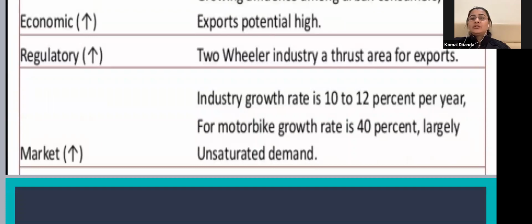Then market: the industrial growth rate is expected to be 10 to 12% per year. For motorbikes the growth rate is 40%, which is largely unsaturated demand. There are two kinds of markets, saturated and unsaturated. A saturated market is already fully developed. There is no more scope for any new introduction, invention or changes which you can expect in that market. And an unsaturated market is one which is still in the infancy stage, still developing.